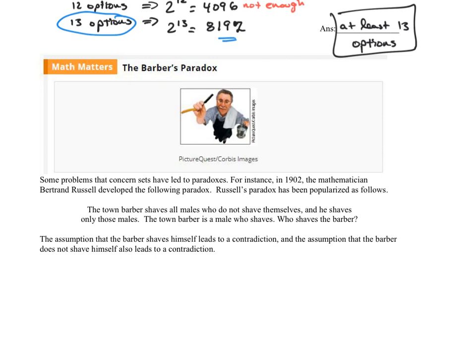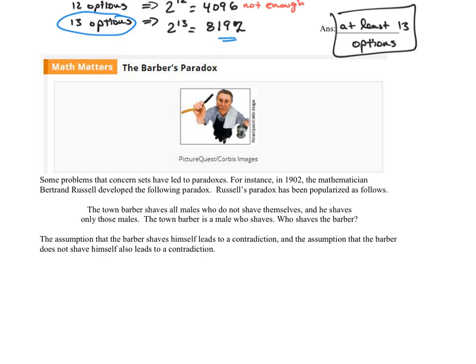So what's the issue? If he shaved himself, that would be a contradiction to this first sentence, because the first sentence says he only shaves people who don't shave themselves. So that means he can't shave himself. But if he doesn't shave himself, that's a contradiction to the second sentence that says the barber shaves. So you have a contradiction to the first sentence or a contradiction to the second sentence, depending on whether you say he shaves himself or whether he doesn't shave himself. So there's no correct answer. There's a contradiction in either decision, whether he shaves himself or not.